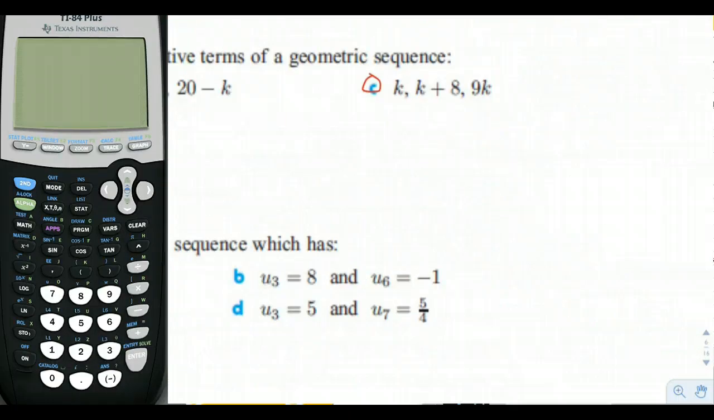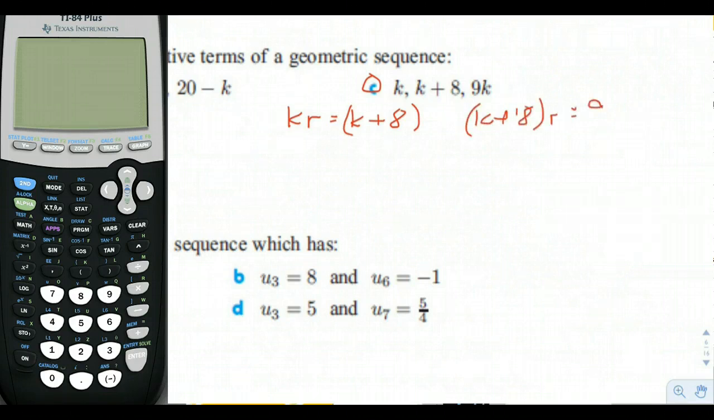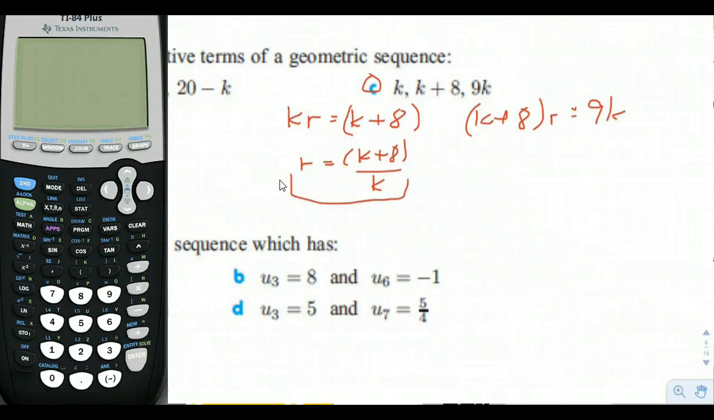C, let's see. K times R is equal to K plus 8, and K plus 8 times R is equal to 9K. So we could divide both sides by K, and then we'll get R equals K plus 8 over K. And then we could take the R and substitute it into here. So we'll have K plus 8, and then R is K plus 8 also, divided by K, and that would be equal to 9K.